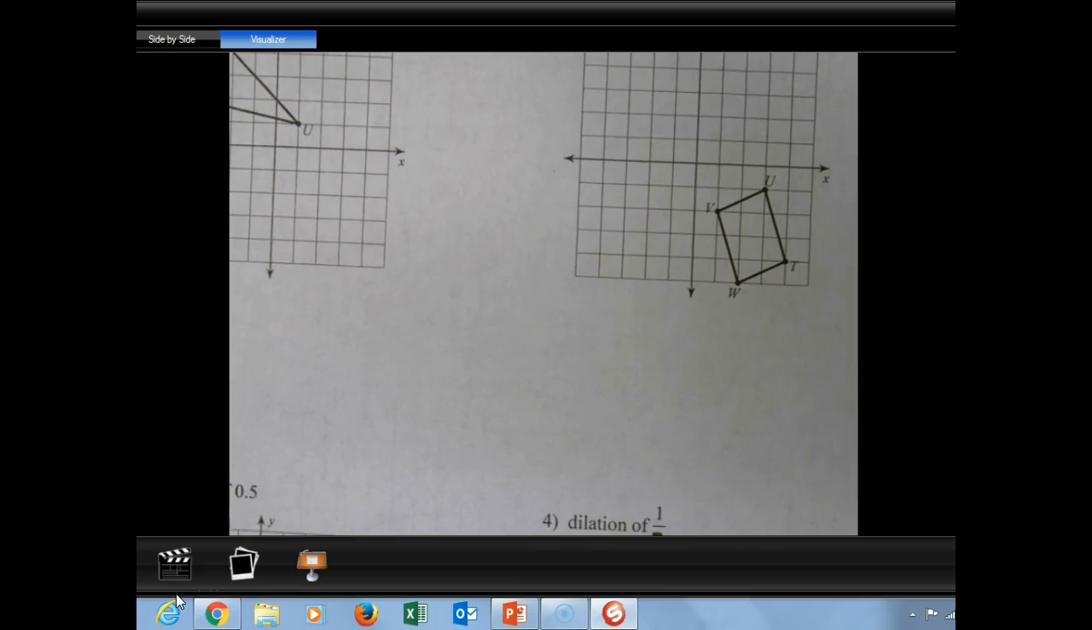Okay, so today we're going to learn about using a scale factor that is smaller than 1, so you're going to end up with a very small figure. When I talked about dilations, I talked about making it bigger. That's an enlargement, right? When your scale factor is greater than 1, you're going to make it bigger. That's enlarge. When your scale factor is smaller than 1, it becomes smaller. That's when we talk about the word reduce.